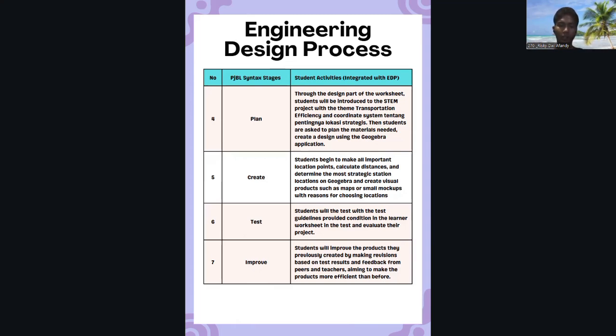Next is test. Students here will test their product using the guideline conditions provided in the worksheet, so they can test and evaluate their project. Next is improve. Here, students improve the product they previously made by revising it based on the results and feedback from their friends and the teacher.